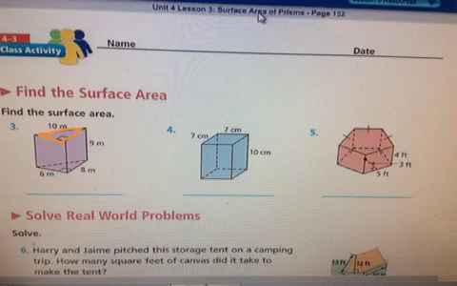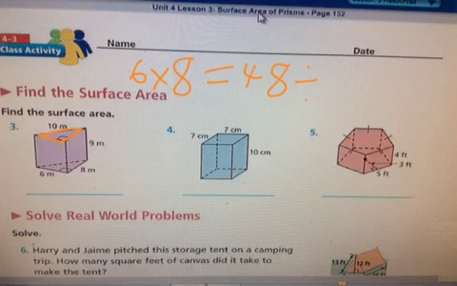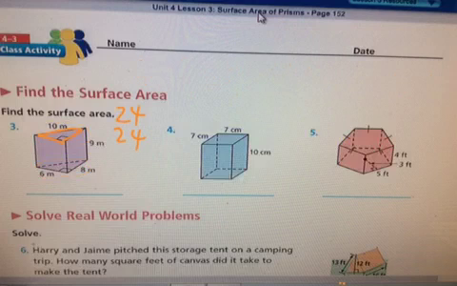So the base is 6, the height is 8, so 6 times 8 equals 48, and then I have to divide that by 2 or cut it in half because that's a triangle, and we get 24. Now, how many triangles are there? There's a top triangle and a bottom triangle, so that means I have 2 24s that I have to add up. Now I have to find the 3 sides.